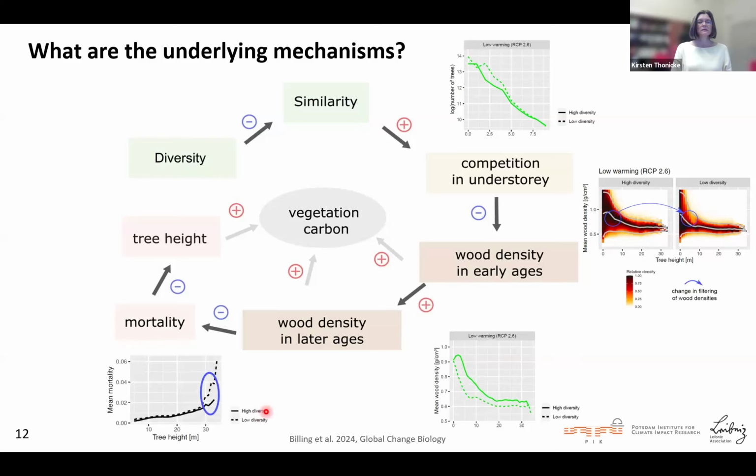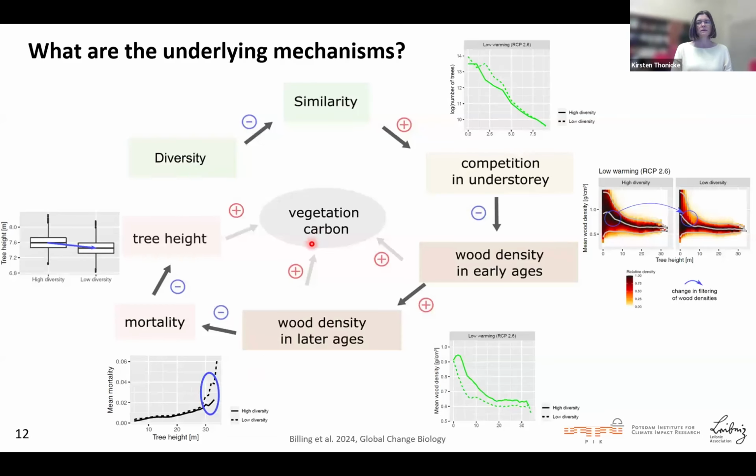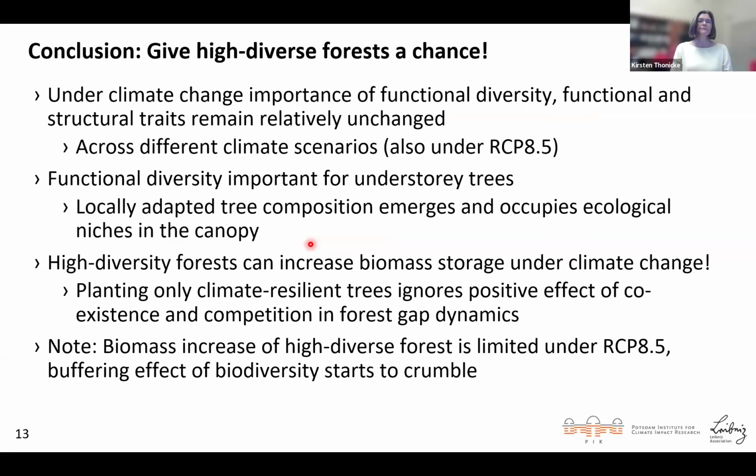And also you see a difference in the mortality. Mortality is reduced because they are locally better adapted. And with lower mortality and higher trees, you end up with higher vegetation carbon. So let me conclude. Give high diverse forests a chance could be a good conclusion in a nutshell.